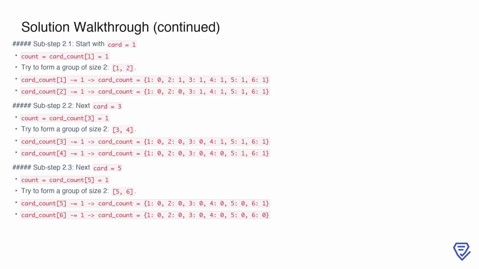Starting with the card 1, which has a frequency of 1, we form the group 1 2. Subtracting 1 from the counts of 1 and 2 leaves us with the counter 1:0, 2:0, 3:1, 4:1, 5:1, 6:1.